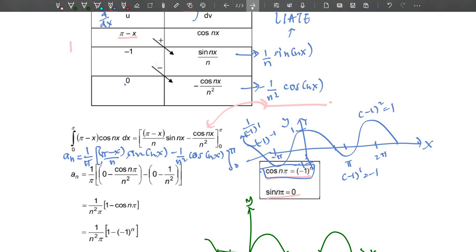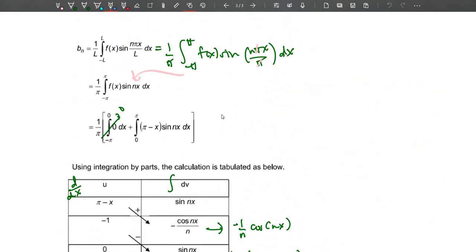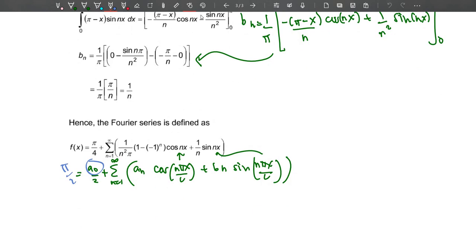That's all for the first example for Fourier series. Hopefully you can grasp a view on how to actually solve a Fourier series.